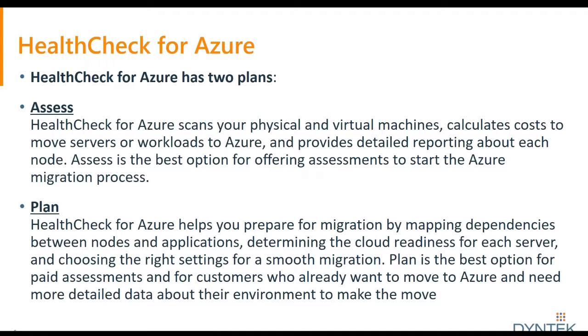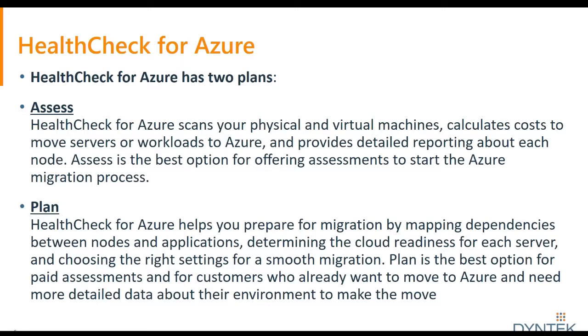So the health check for Azure has 2 plans. There's an assess and then there's a plan version of that. During the assessment plan, we're looking at all of your environment currently. We're scanning your physical and virtual machines. We're calculating the costs of those servers, and we're providing you a detailed report about each one of the environmental nodes within your current environment on your on-premises or in a hosted environment that you currently have. And we're providing you with a true assessment for offering you the capability of migrating to Azure for your workloads.